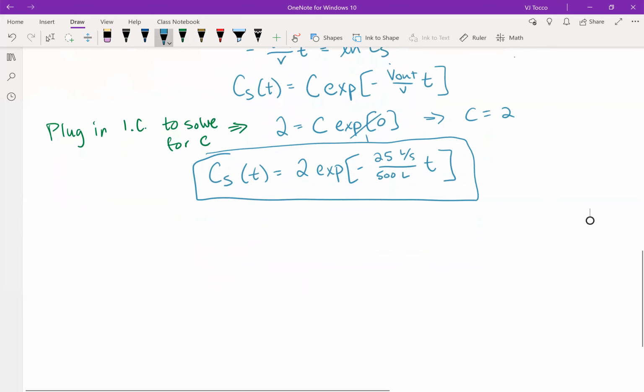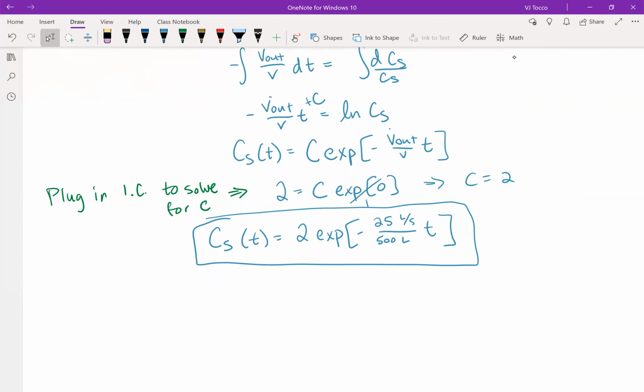Another thing that you can do to check yourself is to plot this. So I know that exponential decay is going to start at 2 and kind of decrease like that. So this graph kind of makes sense with what you would expect.